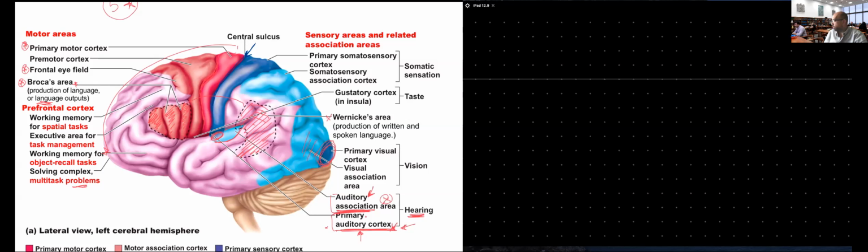So if I see colors, for example black, if the association area is not working, I wouldn't know that this is black. I can see it, but I don't know it. I would see a dog. I can see it, but I don't know that this is a dog. And so on. So I fail to interpret what I see if the visual association area is affected.